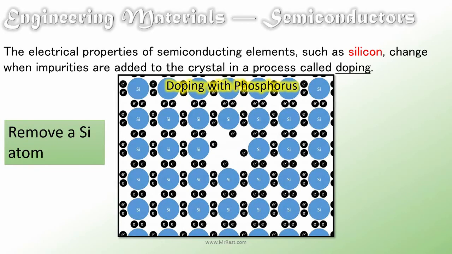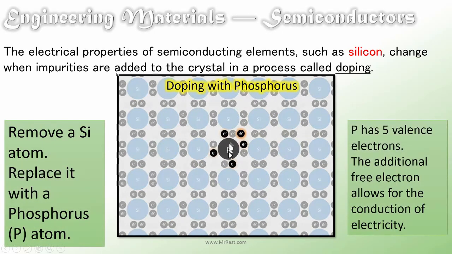Let's try to dope this crystal with phosphorus. If we take phosphorus, we're going to dope it. The first thing we have to do is remove a silicon from the crystal. So we have an empty spot here, and we're going to replace that spot with phosphorus.